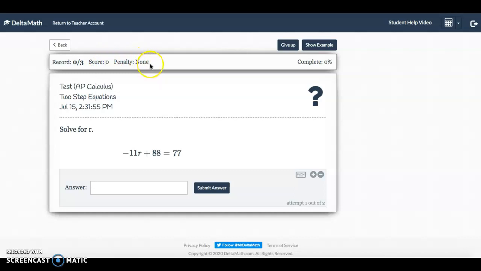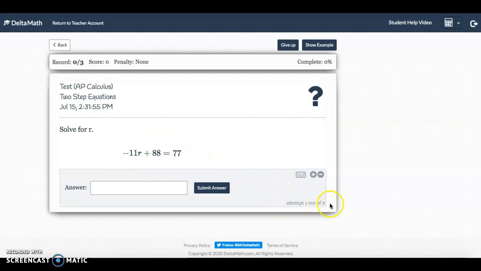Penalty, I won't probably ever put a penalty on your score because I don't want it to be reduced. However, you will have to get 3 correct before your assignment is considered complete. Right now it's at 0 because I've completed 0 questions and my score is 0. The question mark means that you're looking at a question, and this is the equation that we're working with.